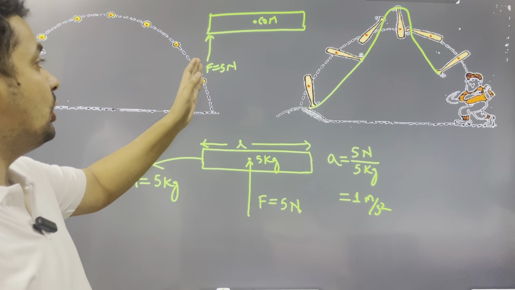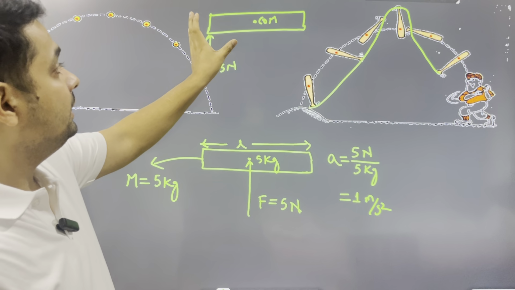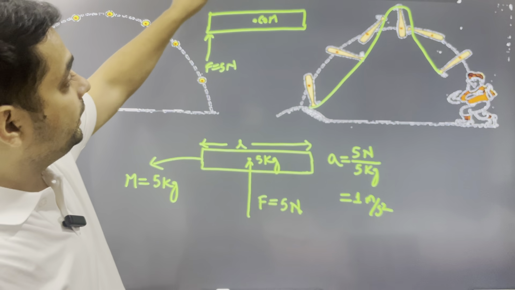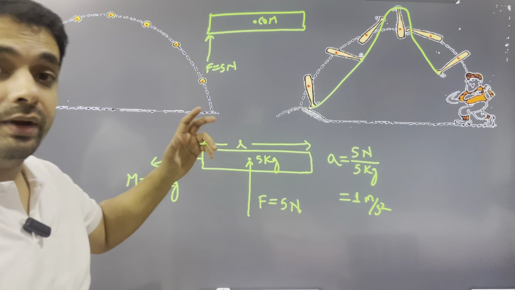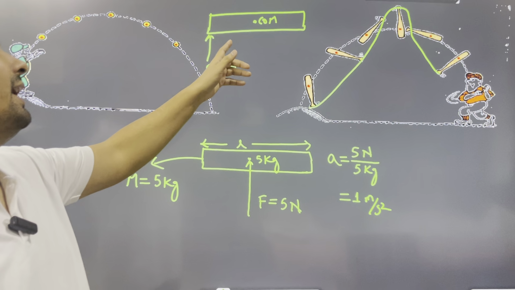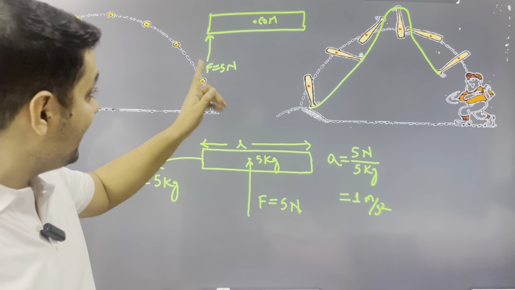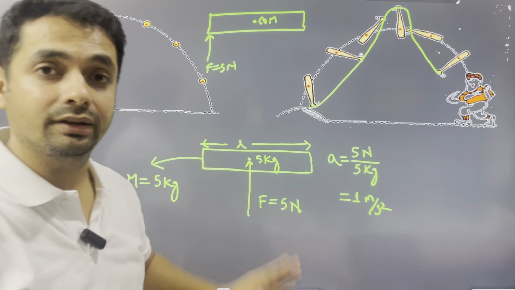In this case, because this force is not acting at the center of mass, this whole body will start to rotate about the center of mass. Meaning, when I consider that the force is not acting at the center of mass, but at another point, then the whole body will start to rotate about the center of mass.